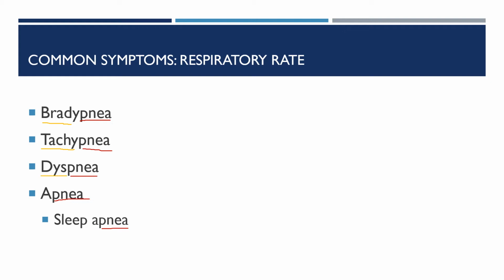DYS means difficult or painful. So dyspnea is someone who has difficulty breathing. And A is without. So we have apnea. Apnea is stoppage of breathing. I just brought this down a little bit to talk about sleep apnea. Sleep apnea is that disorder where during sleep someone has periodic episodes where they actually stop breathing.